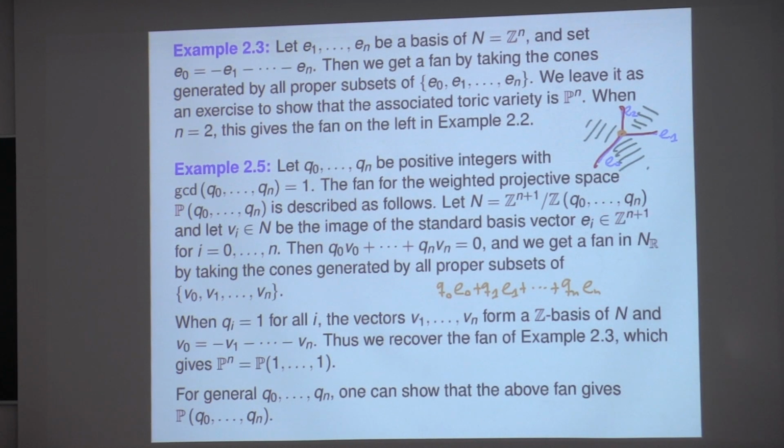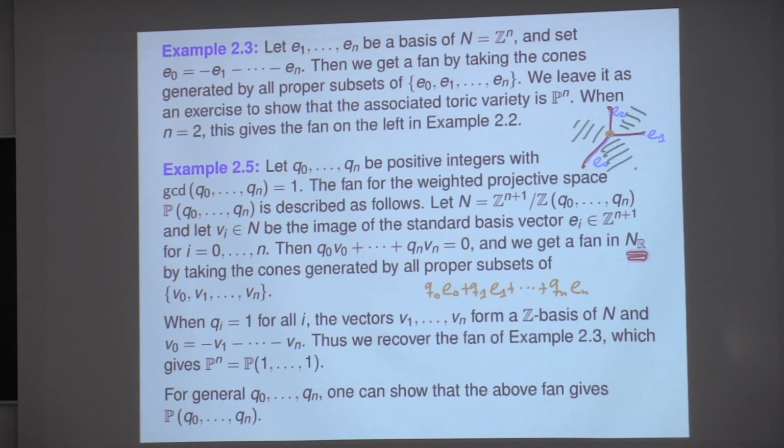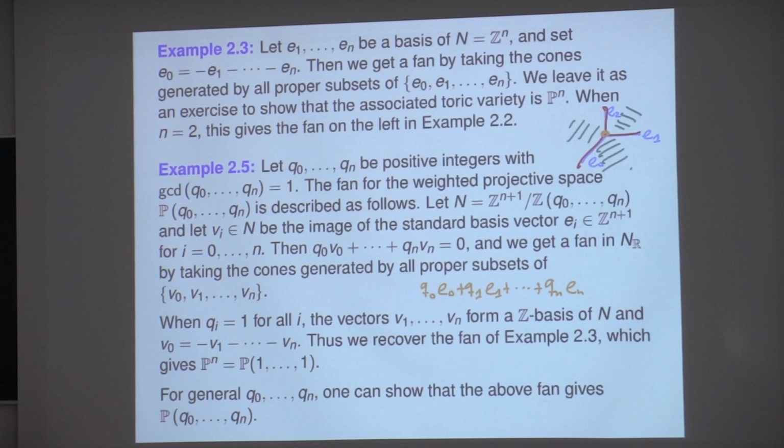And then we get a fan in this quotient tensor the real numbers, with the same procedure that we did before. It's just that now, rather than having these ones coming from a basis, and this one being minus the sum of the others, now these guys are just pointing in any direction. They are still linearly independent, and we have this one pointing the other way, but now there can be weights. These q_i's are the weights. So, by the same procedure, I meant that the fan is produced by taking the cones generated by all proper subsets of this. So the maximal cones would be like this.